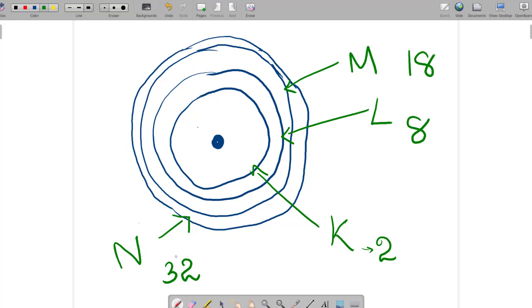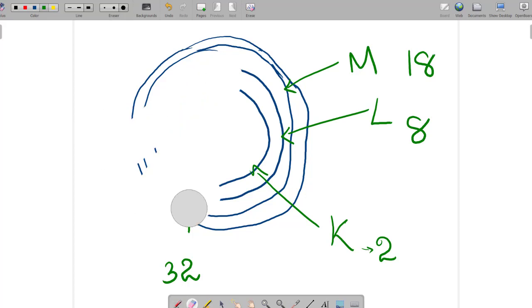Now we should know how to write the electron configuration for all these first 20 elements. This is very important. What is electron configuration? It is the pattern of filling electrons into these energy levels. It differs from one element to another. That is what we are going to learn today.